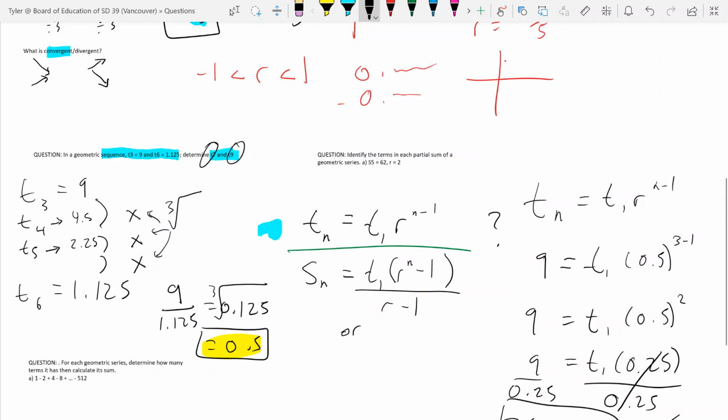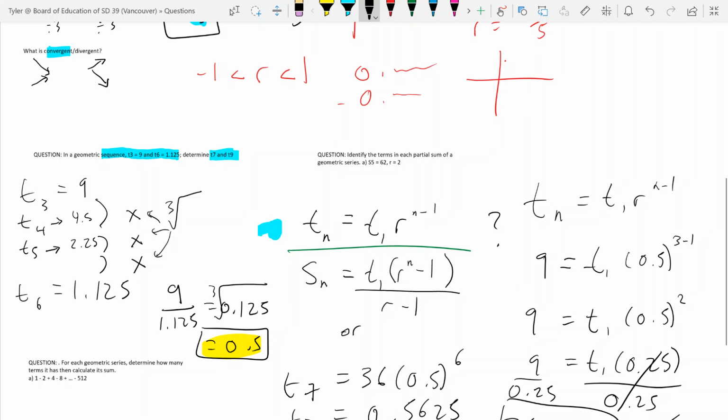Well, T7 and T9. So what I need to do now is I need to use the formula again with my 36. So I can say T7 is equal to 36 times 0.5 to the power of 7 minus 1, which is just 6. So when I sub that in the calculator, 0.5 to the power of 6 times 36, I got 0.5625. Cool. That's T7. And then for T9, I would do the same thing.